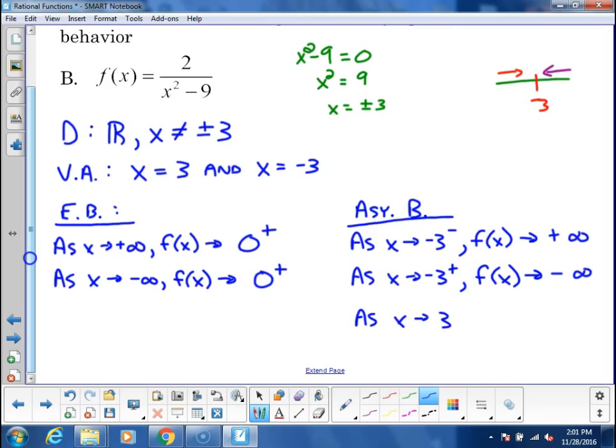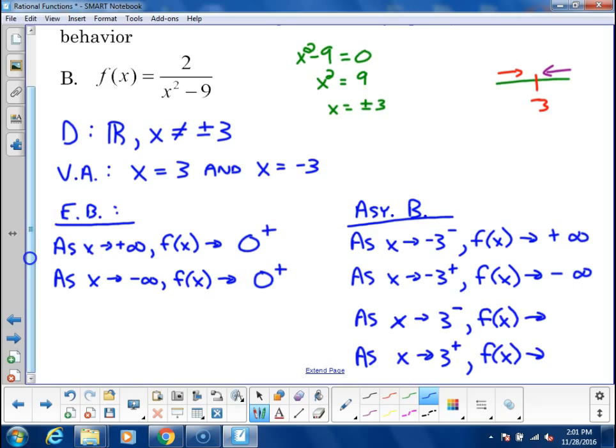As x approaches positive 3 from the left, what does your function do? And as x approaches 3 from the right, what does your function do? So now we're looking at positive 3, and I'm coming in from the left, so that would be like positive 2.9, which would mirror the negative 2.9, so that's going to be negative infinity. Positive 3.1, now coming in from the right side, is going to be bigger than 9, so that's going to be a small number, positive, and 2 divided by that is going to be positive infinity. So there is the answer to that work.